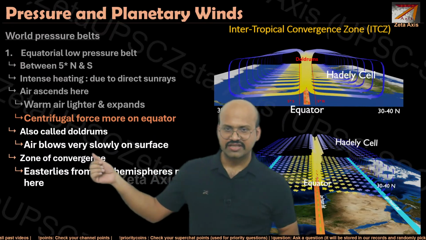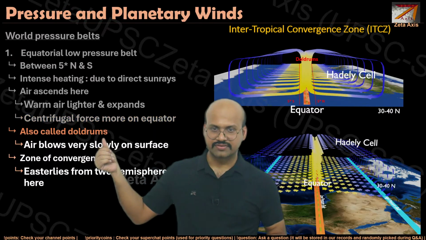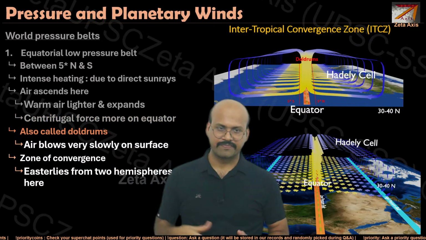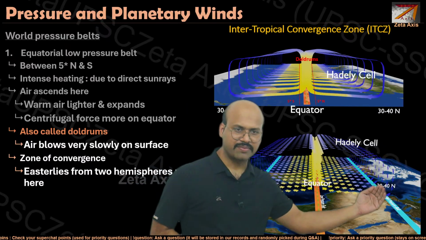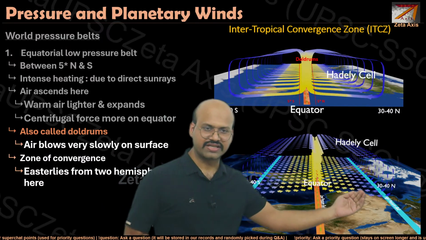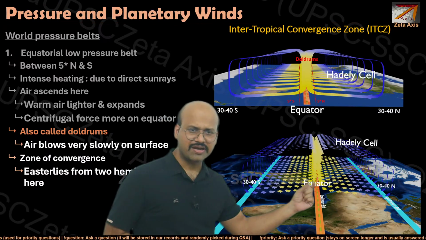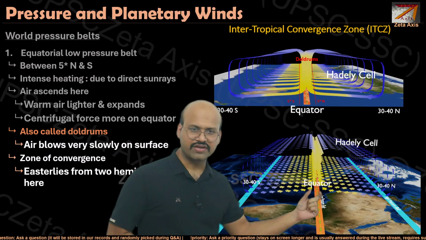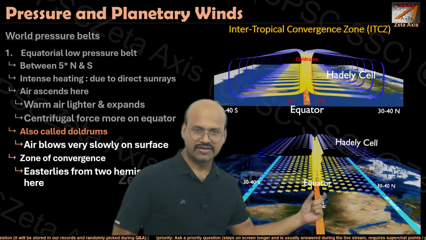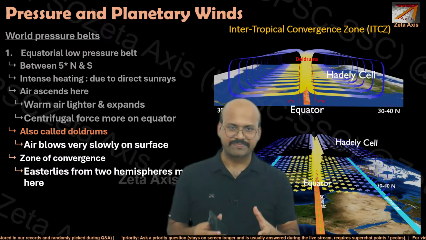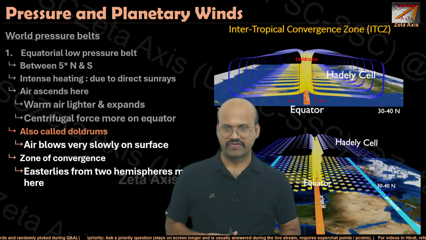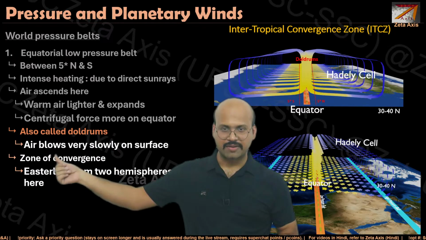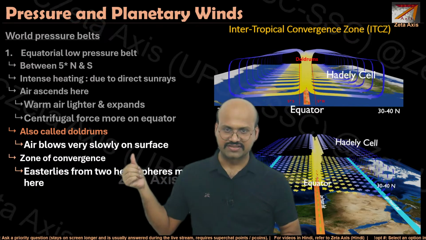Now, this region is also called the doldrums. The reason is that air blows very slowly on the surface over here. The winds are coming from both directions, from both the northern hemisphere and the southern hemisphere, and they are merging over here. Here the air is moving so slowly that even ships find it difficult to move. That is why it was called the doldrums. Air blows very slowly on the surface in this region.